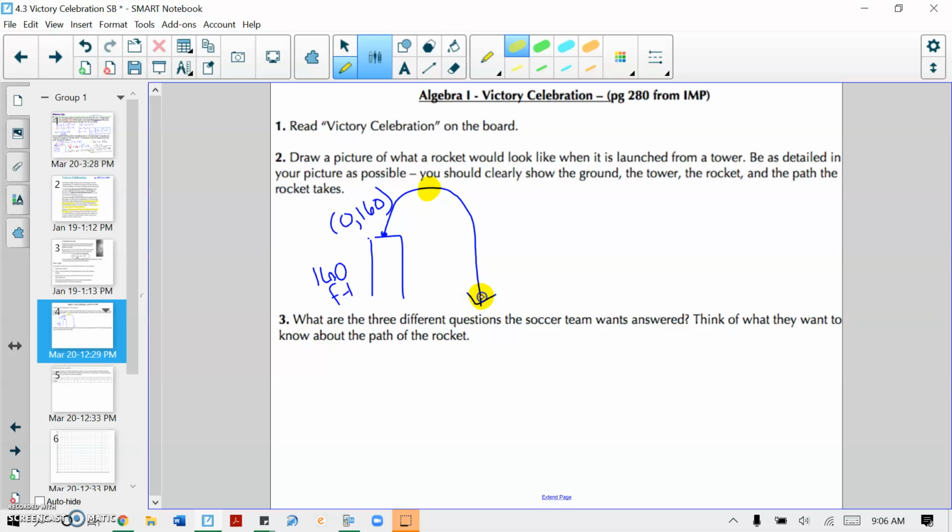And then we also need to know how long it is going to be in the air until it hits the ground, so they can kind of figure out where are the remnants, basically, of that firework. Okay.